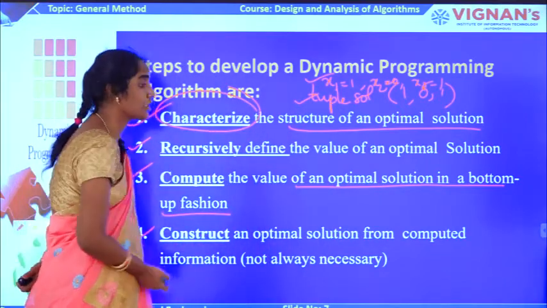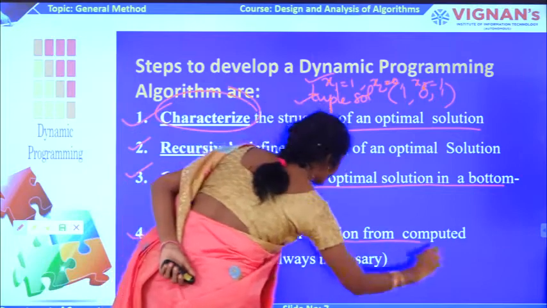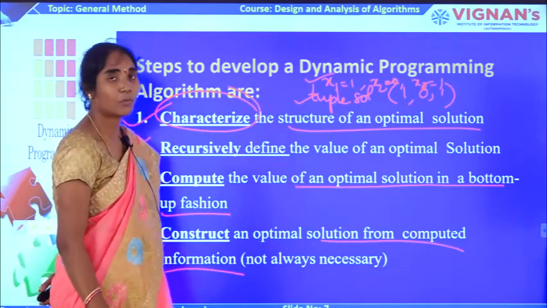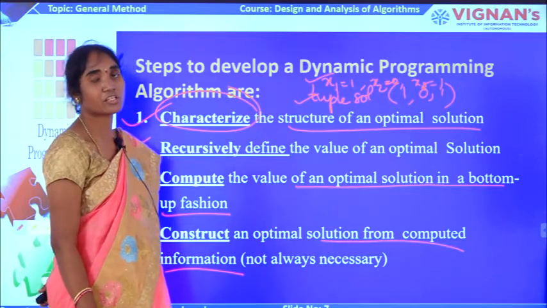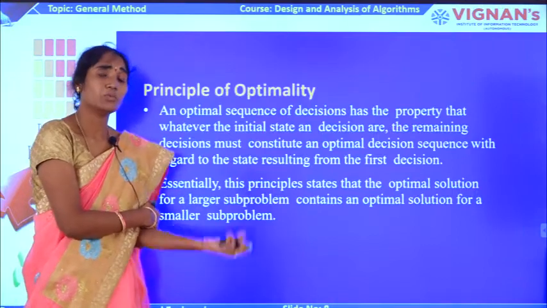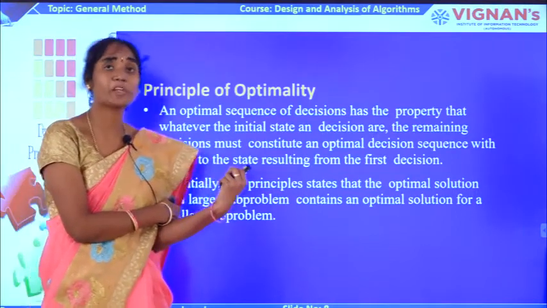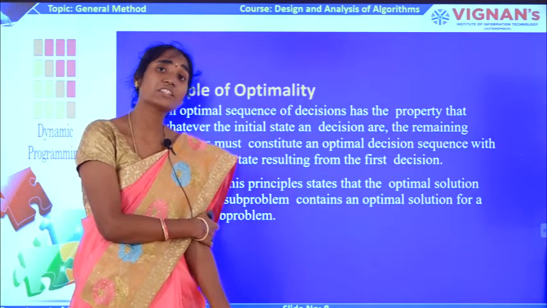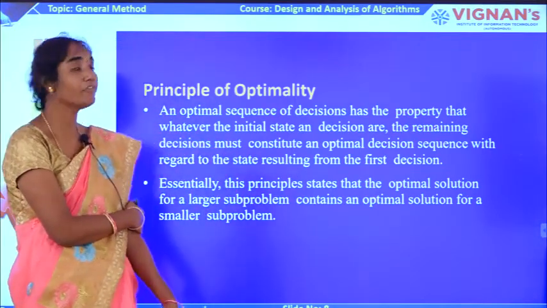Now, construct an optimal solution from computed information, and this is not always necessary. Basing on the problem instance only, we have to go with the 4th step. Here, dynamic programming problems basically have to follow one principle called the principle of optimality.